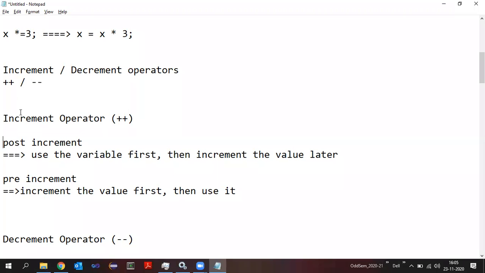To remember: post means we first use the variable's value and then do the increment or decrement. In pre, we first perform the operation, whether increment or decrement, and then we use the value. Is that followed, students? Yes, sir. If there are any questions, let me know.